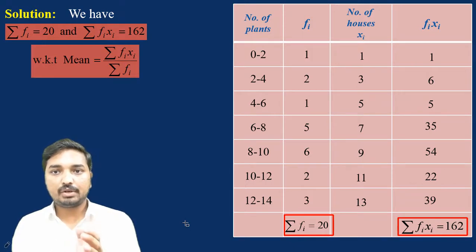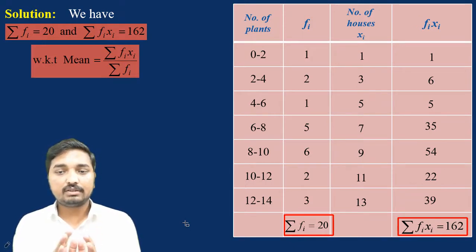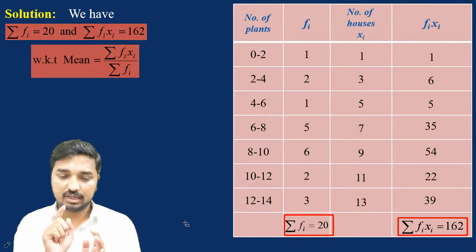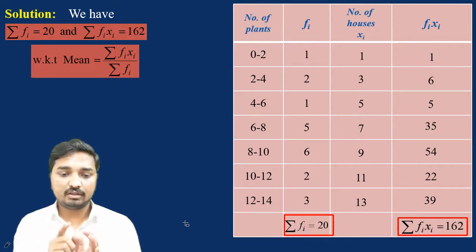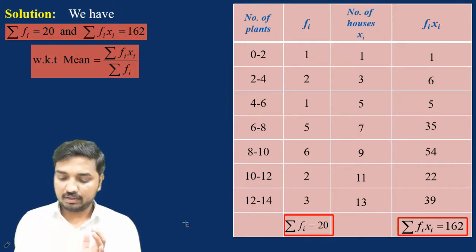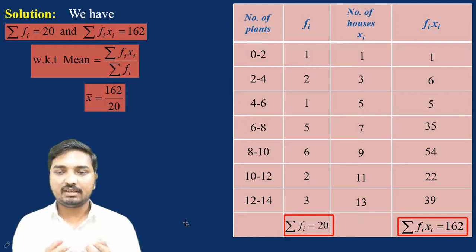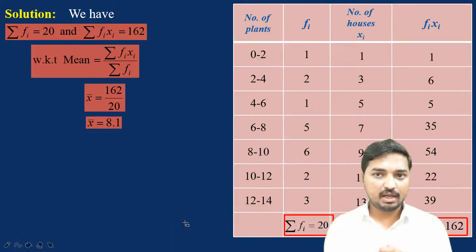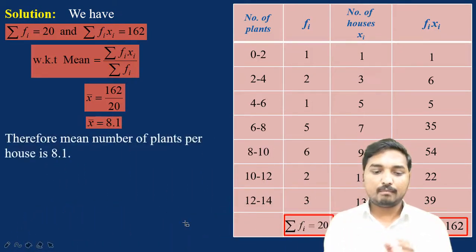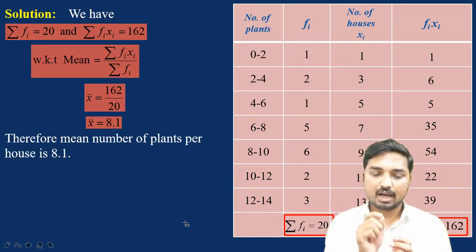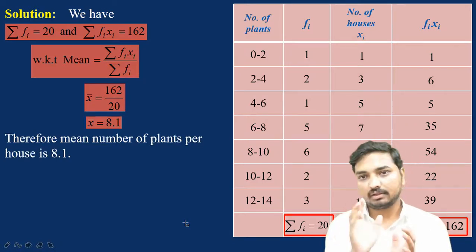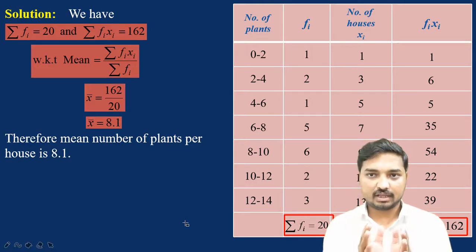When you compare discrete to continuous, there is no change. Only the type of data changes, but there is no change in the formula. Remember, the same formula I'm going to use here. This is the formula of the direct method. Now substitution. X bar is equal to 162 divided by 20. If you divide 162 by 20, you will get 8.1. Therefore, the mean number of plants per house is 8.1. This is the answer for the given question.